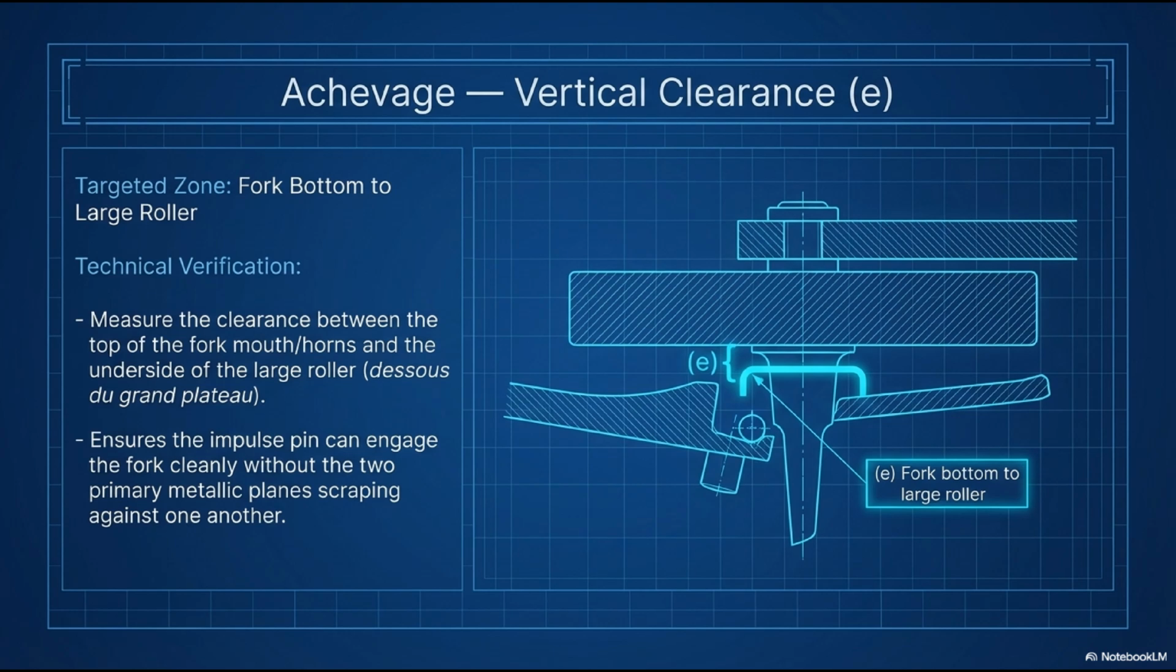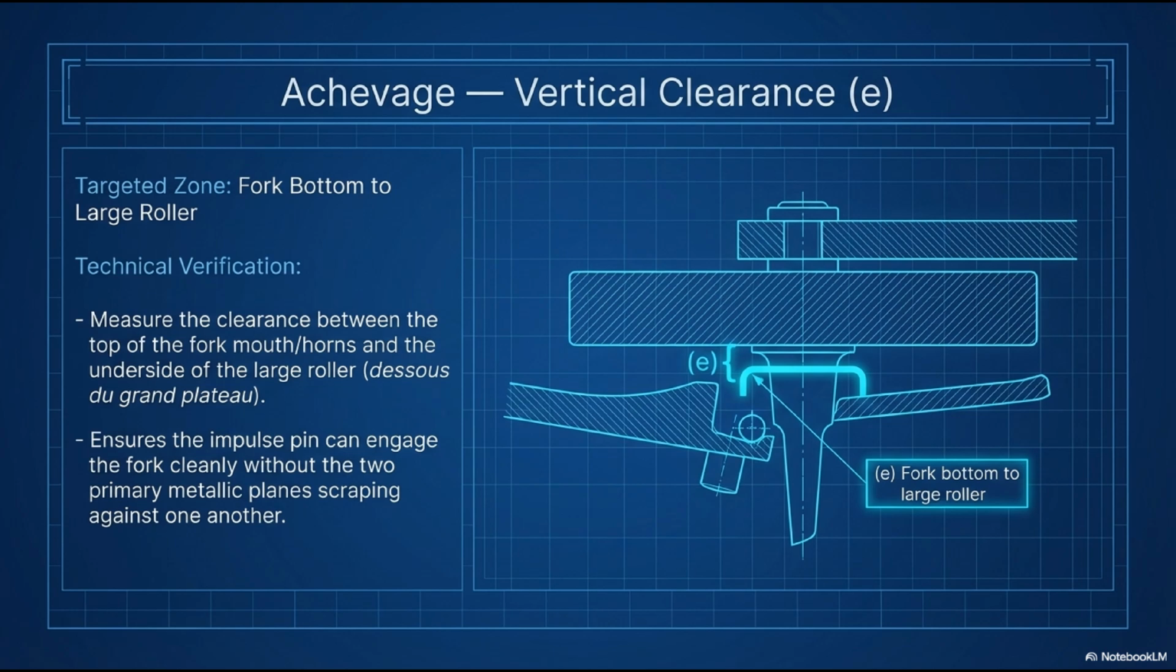This clearance ensures that the impulse pin can engage the fork mouth cleanly. The ruby pin descending into the fork mouth from above without the large roller disc itself scraping against the top of the fork body. If clearance E is insufficient, the flat underside of the grand plateau grinds against the top of the fork on every beat. Friction, wear, and timing irregularities result.